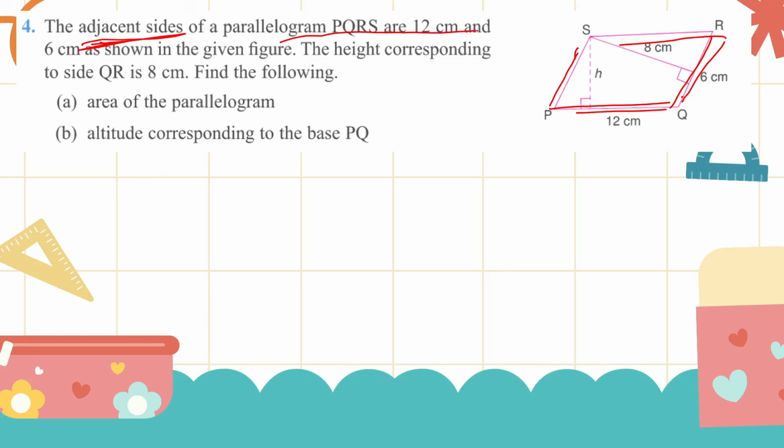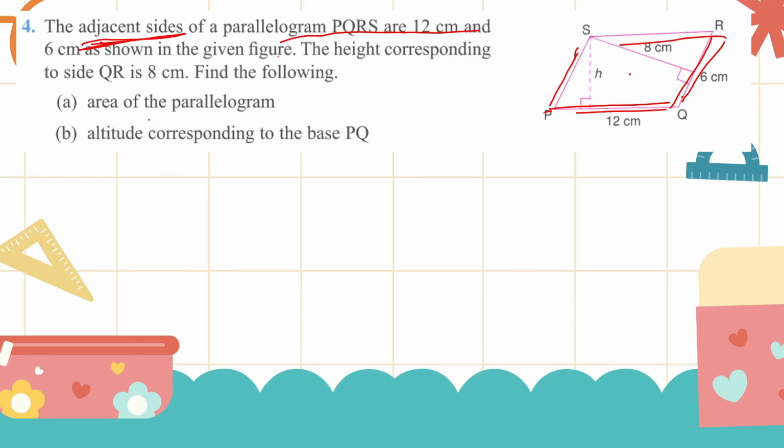PQRS are 12 centimeter and 6 centimeter as shown in the given figure. The height corresponding to the side QR. Now, height according to QR, that is given. In the diagram you can see that it is given 8 centimeter here, and we need to find the following, which is given A part and B part.